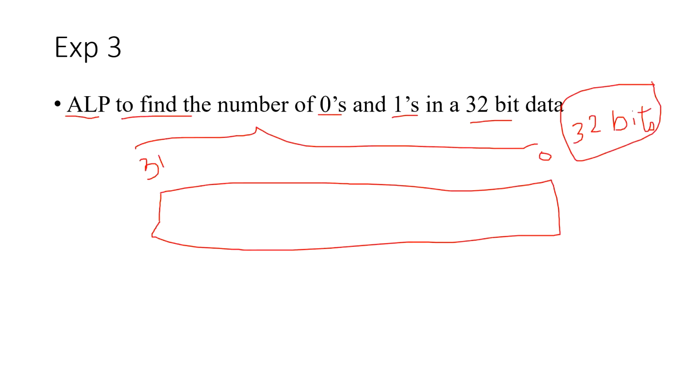Correct? So in this data set, we need to find out how many zeros are there, because we are counting for binary. So we should check how many zeros and ones are there in a given particular set of data. Right. So that's the aim of our experiment.